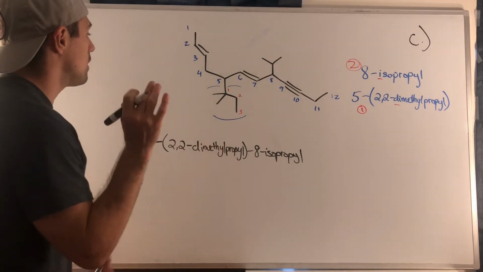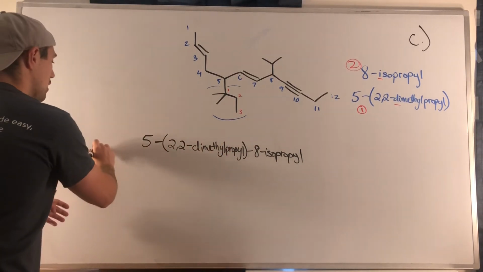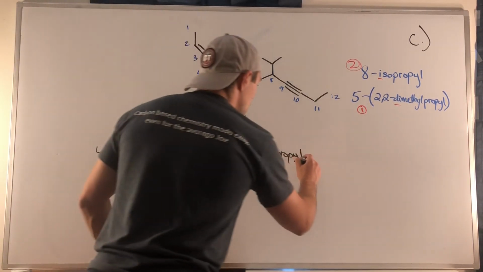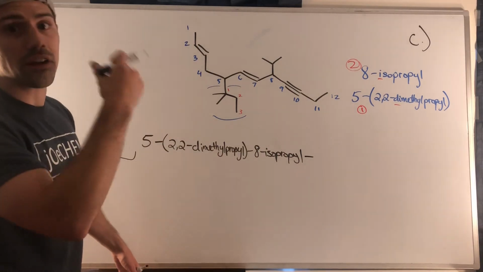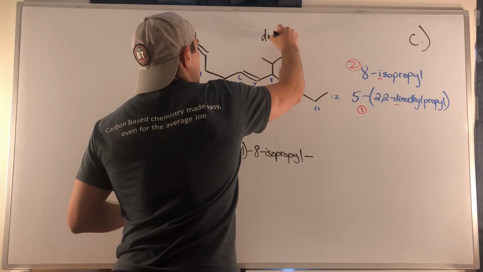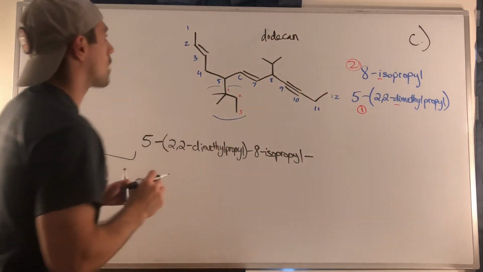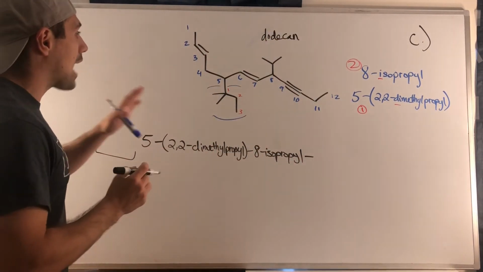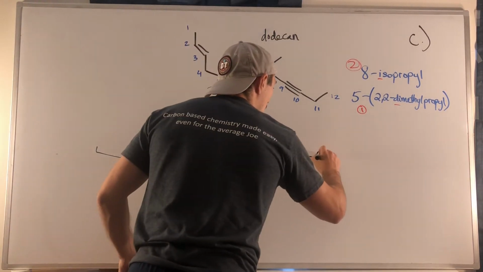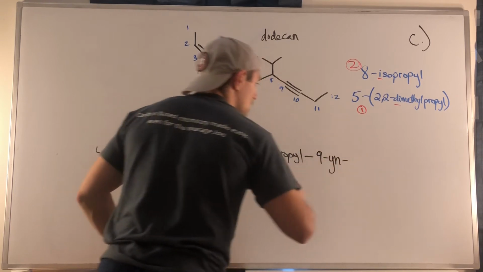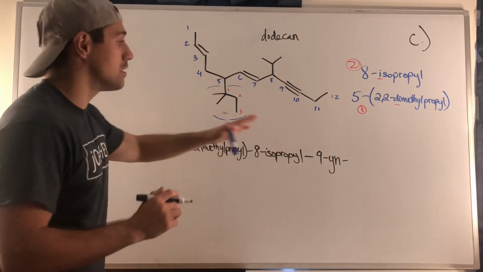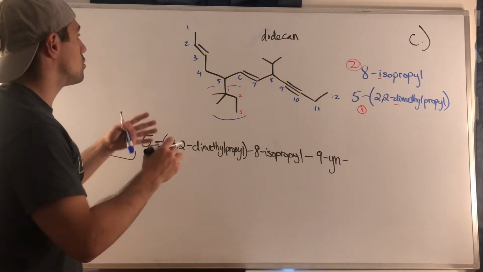Okay, so now at this point, and I'm going to do something here, if anyone knows a little bit more about alkenes at this point, we need to remember, alkenes are going to be at the very end. They're dictating the name of our overall structure, which is a dodecane derivative. So we actually indicate where our alkyne is by doing 9-yne, like so: 5,2,2-dimethylpropyl, 8-isopropyl, 9-yne, and then we actually do our alkenes.